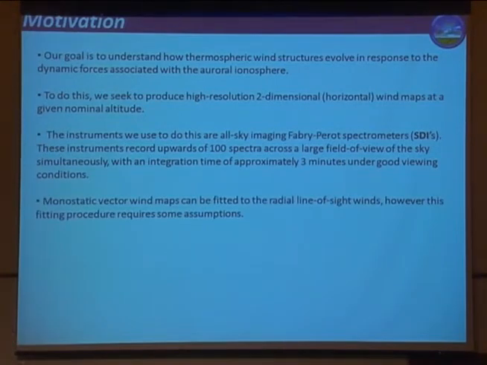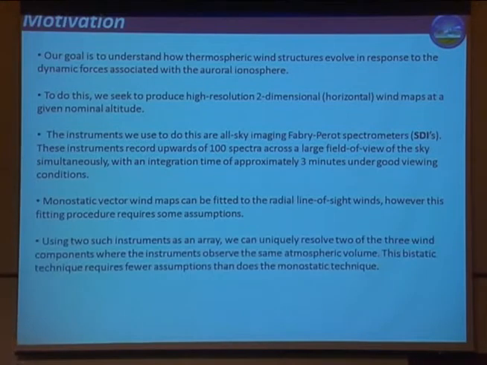From a single instrument, we can derive a two-dimensional vector wind map from the spatial variation of the line-of-sight wind. However, doing this requires some fairly big assumptions about the underlying wind field. When you have two of these instruments nearby, such that their fields of view overlap, then in the region of overlap, we can use the information from both instruments to uniquely resolve two of the three vector wind components. And this requires fewer assumptions than the monostatic technique does.